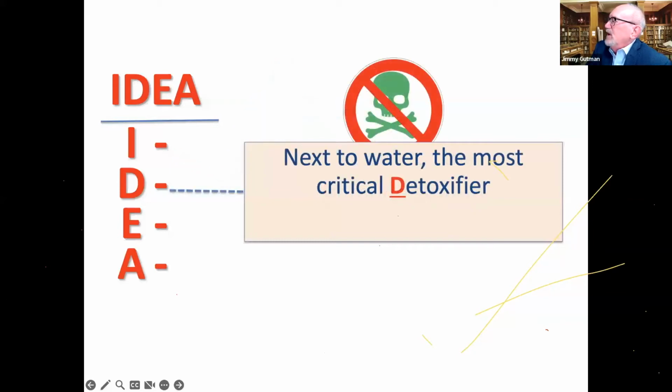D is for detoxification. We're exposed to thousands of toxins and pollutants and chemicals in our atmosphere, and clearly these things can be very damaging. How do we get rid of them? Well, glutathione is our main detoxifying enzyme system to do this. Glutathione gets rid of cigarette smoke, automobile exhaust, pesticides, herbicides, heavy metals, and on and on. And I tell people that next to water, there is no more important detoxification system in the body.